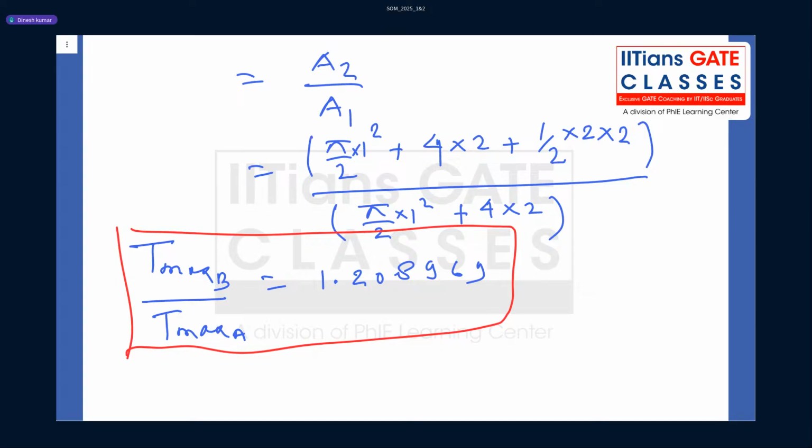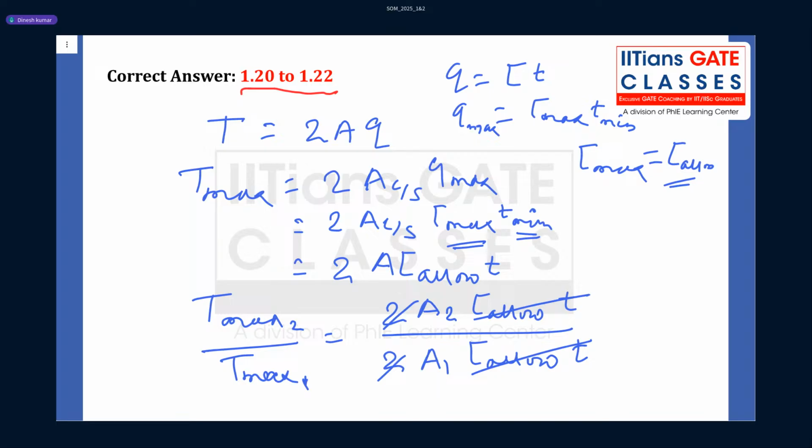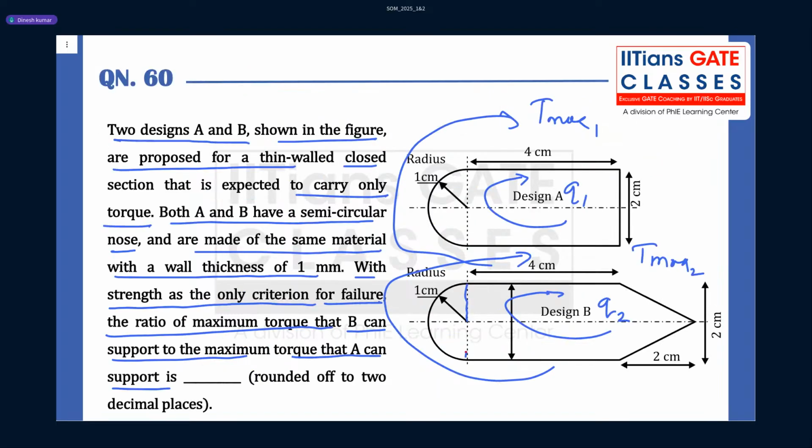So this was one of the simplest questions asked from thin wall structures. The only thing you should know is that tau maximum cannot be greater than tau allowable, and since the materials are the same, tau allowable will be the same for both designs, and thicknesses are also the same and uniform.